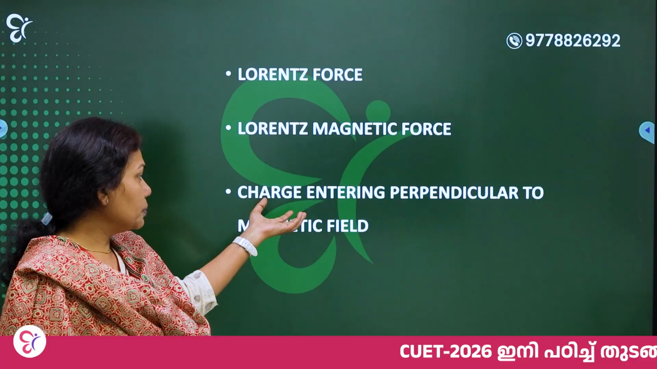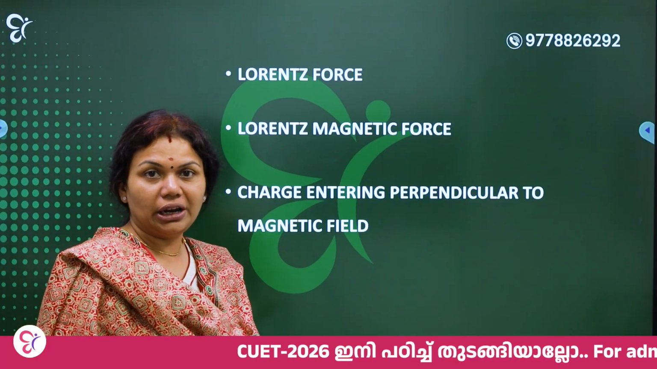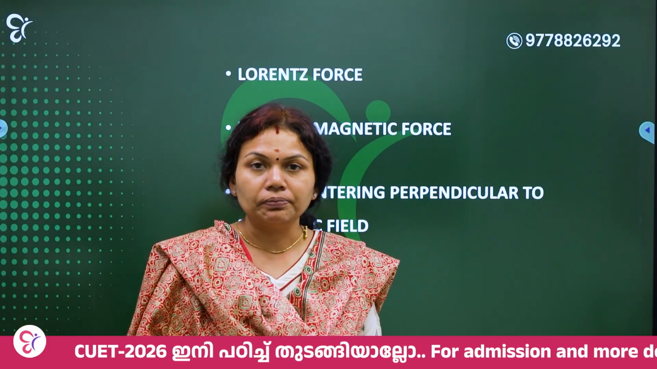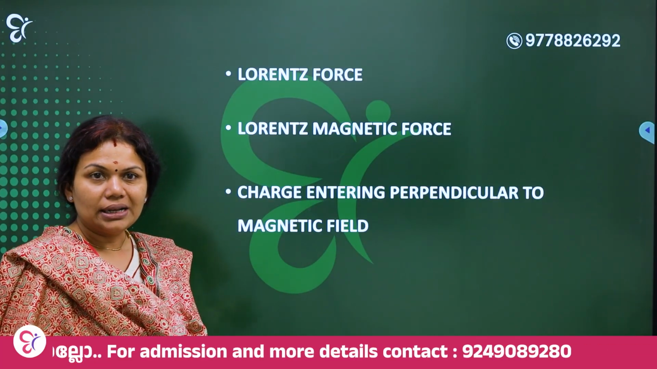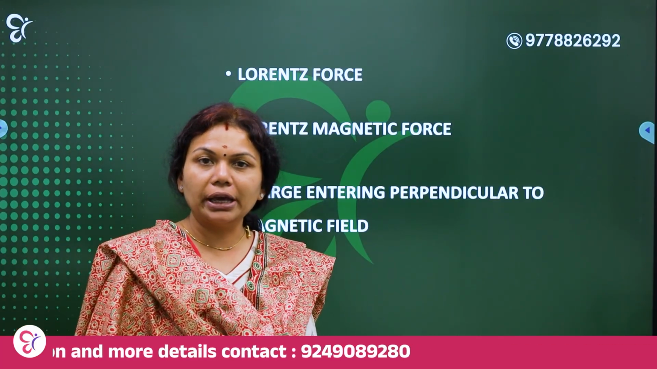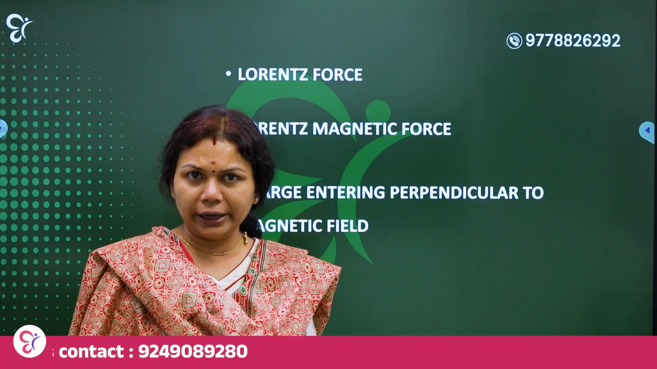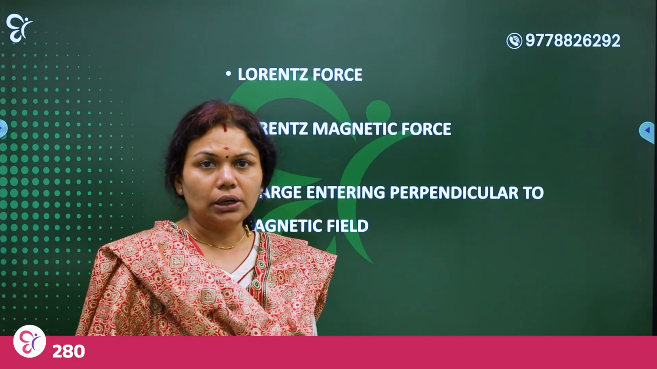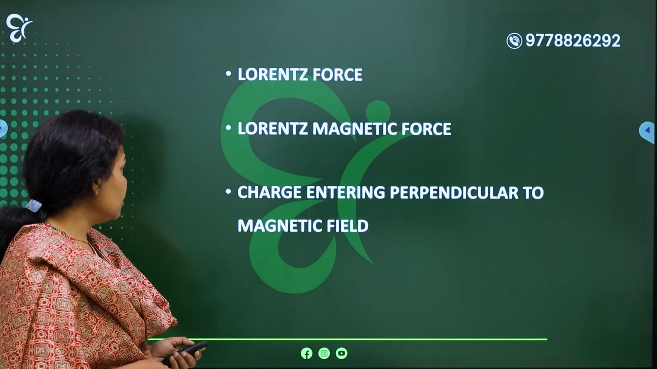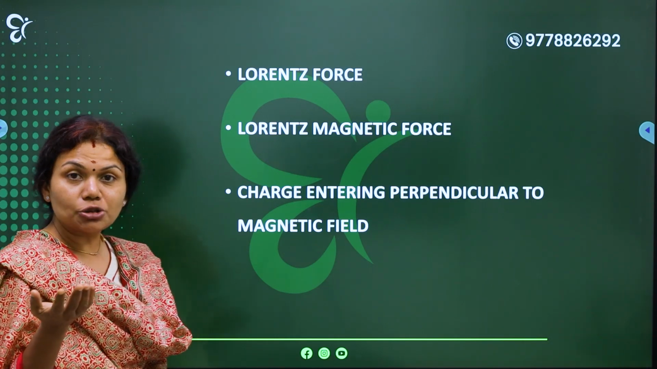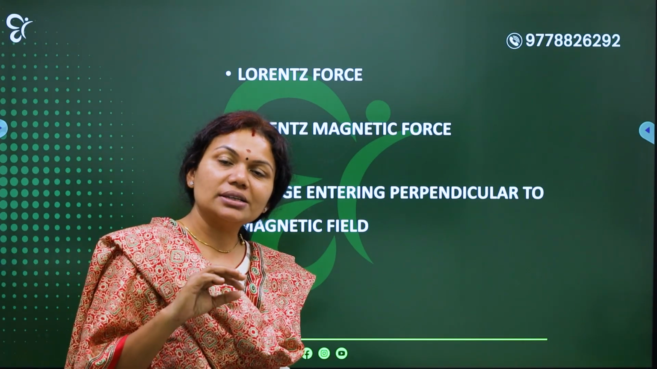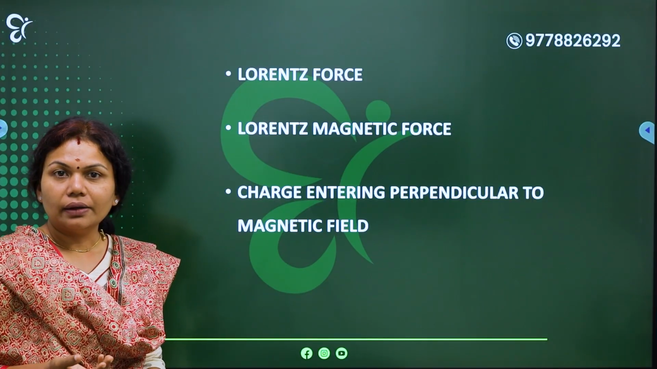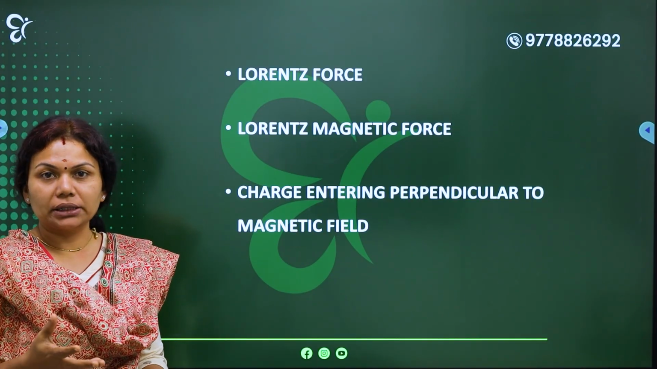Then when it enters perpendicular to the magnetic field, it will follow a circular path. And the radius of the circular path is mv by qB. Then time period is 2 pi m by qB. Frequency is qB by 2 pi m. All these equations you have to learn. And when a charge is entering parallel to the field, then it follows a straight line path. And if the charge is entering at an angle theta, then it follows a helical path.